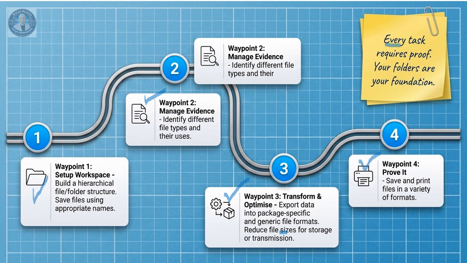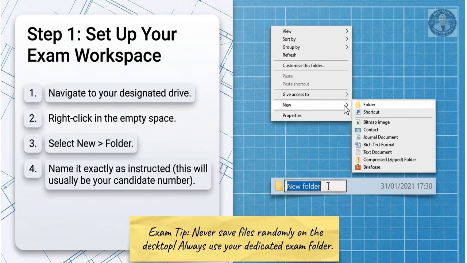Remember, every task requires proof, and your folders are your foundation. Step 1 is all about preparation. Start by navigating to your designated drive. Right-click in the empty space, select New, and then Folder. You must name it exactly as instructed, which is usually your candidate number. Here is a crucial exam tip. Never save files randomly on the desktop. Always use your dedicated exam folder.